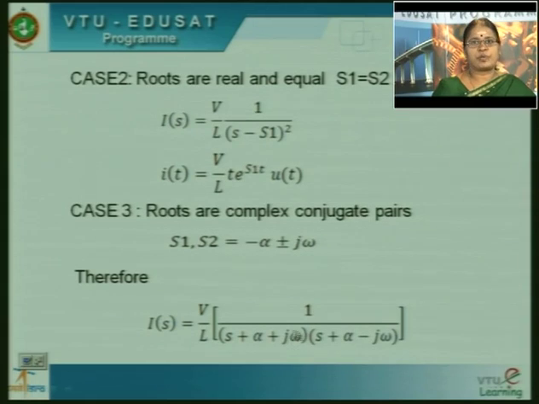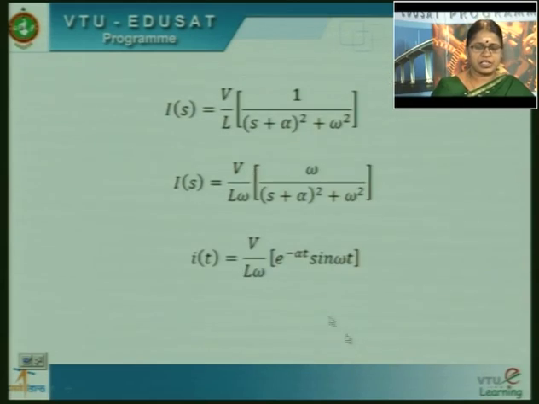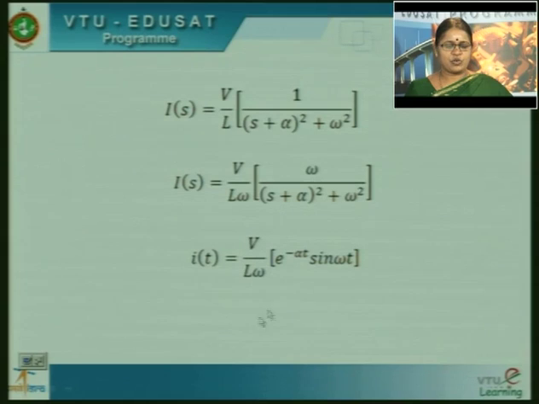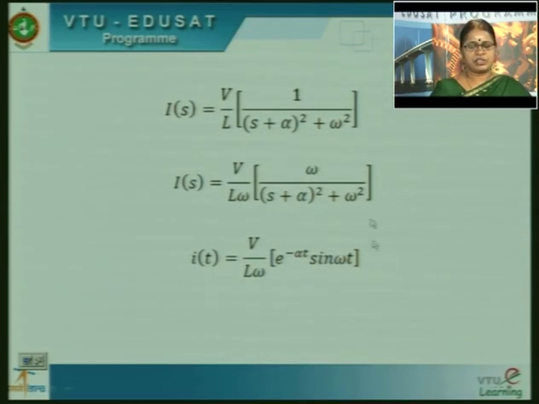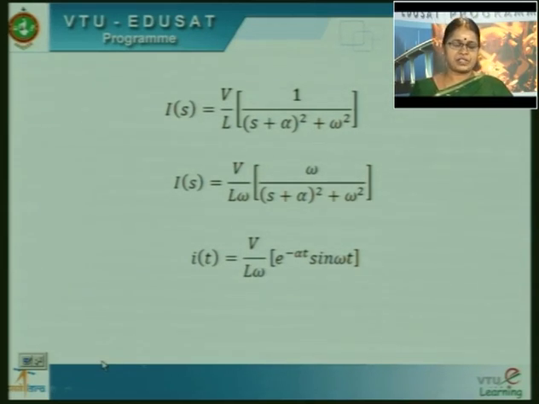What is B? B is j omega. So, B square is j square times omega square, and j square is again minus 1. So, if I multiply these two terms, it results in A square plus omega square, or S plus alpha whole square plus omega square. So, now the expression for I of s is V by L into 1 divided by S plus alpha whole square plus omega square. Now, how do we take the Laplace inverse?